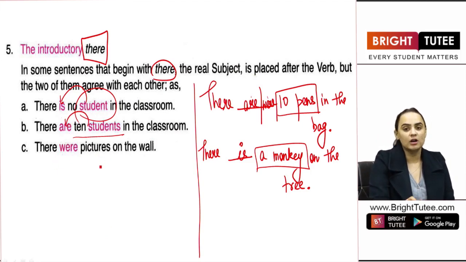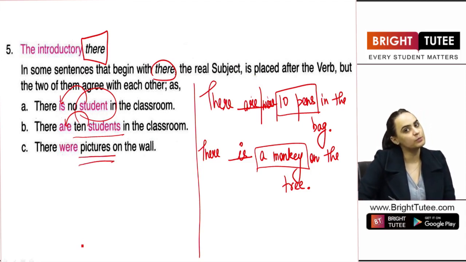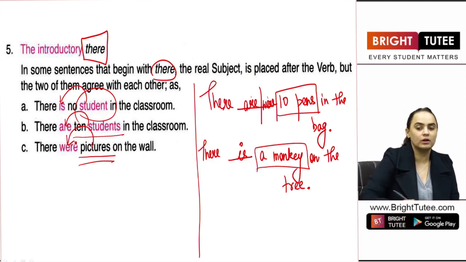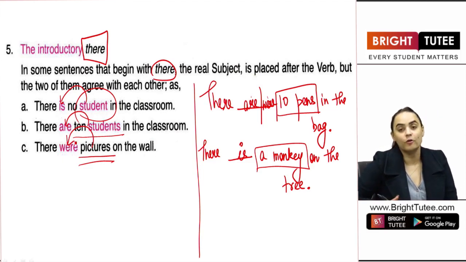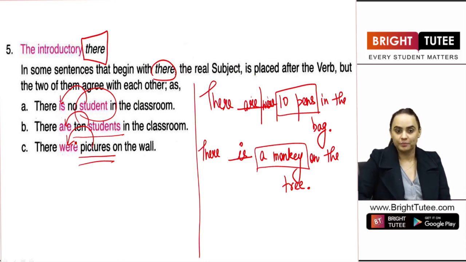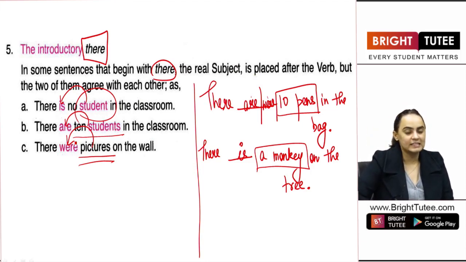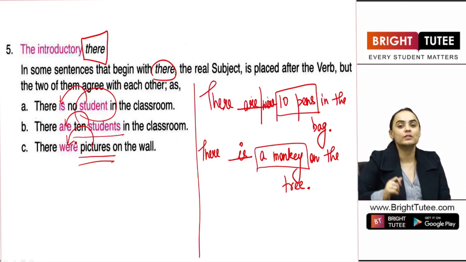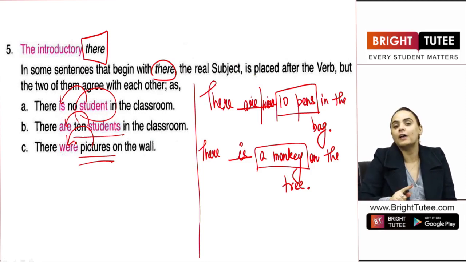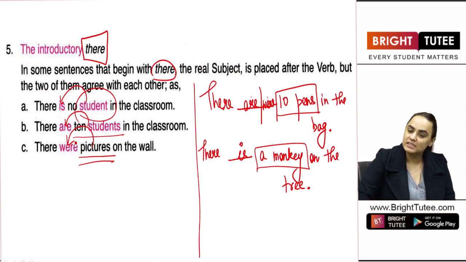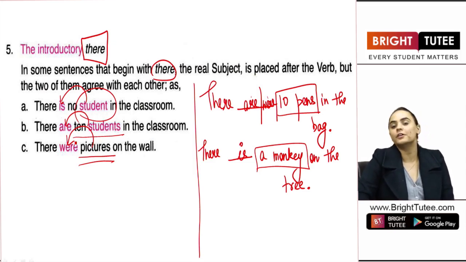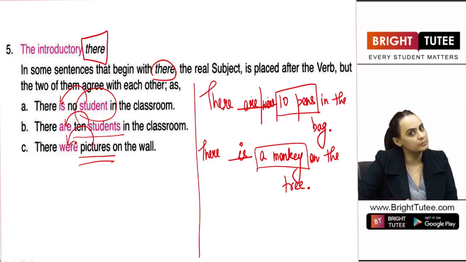There were pictures on the wall. What is my subject? Pictures, which is plural, and therefore my verb is going to be plural, which is were. So in those sentences where the sentence begins with the word "there," we have to look at the subject which is used after the verb. If the subject is singular, the verb will be singular. If the subject is plural, the verb will be plural.